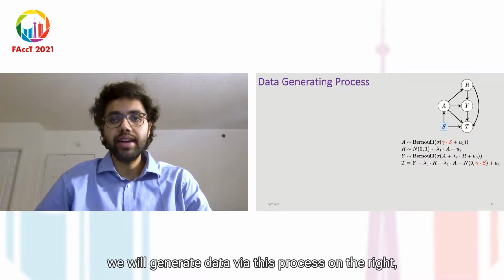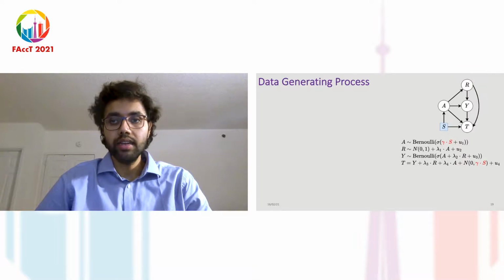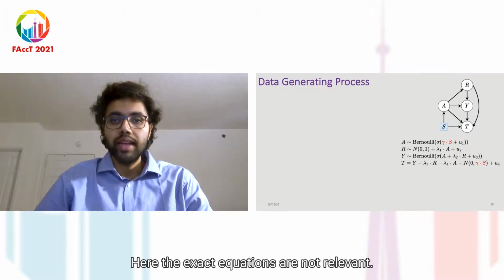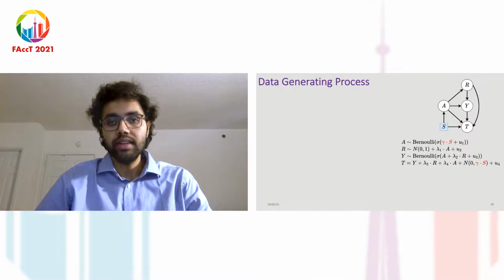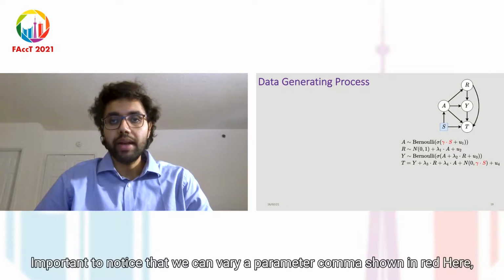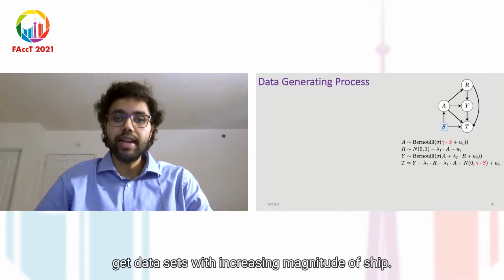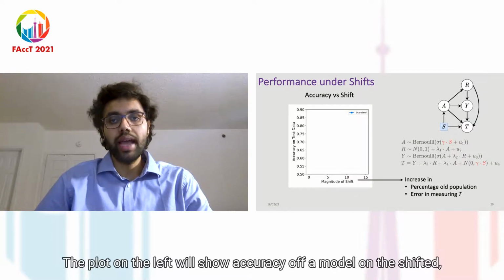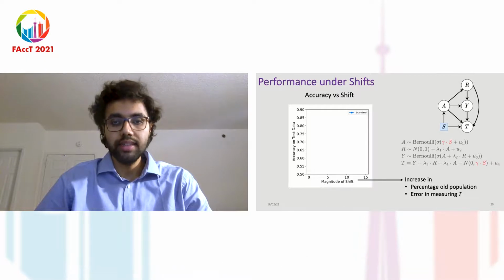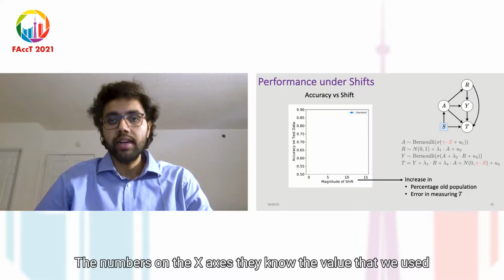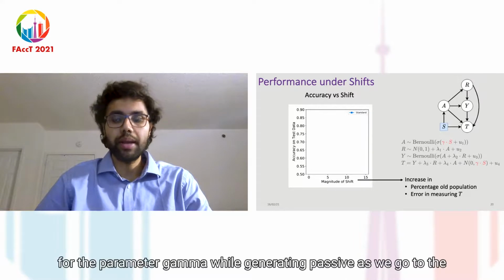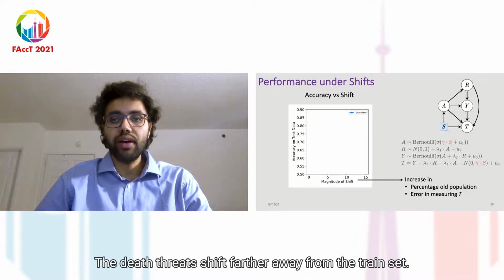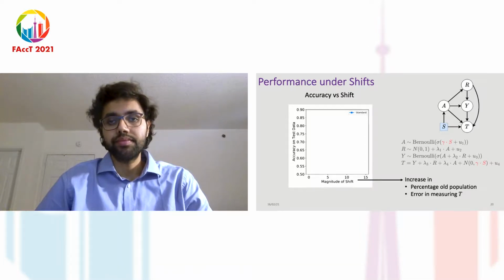In this simulation, we will generate data via this process on the right, which specifies the functional relationships among the variables in our causal graph. Here, the exact equations are not relevant. Important to note is that we can vary a parameter gamma, shown in red here, to get datasets with increasing magnitude of shift. The plot on the left will show accuracy of a model on the shifted test set. The numbers on the x-axis denote the value that we used for the parameter gamma while generating the test set. As we go to the right, the test sets shift further away from the train set.